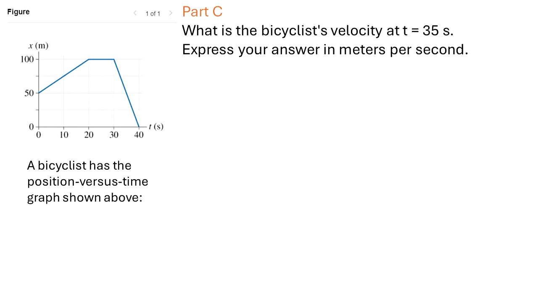And now let's do part C. What is the bicyclist velocity at time t equal 35 seconds? Express your answer in meters per second. I traced the red dotted line at 35 seconds between 30 and 40, as you can see in this graph.